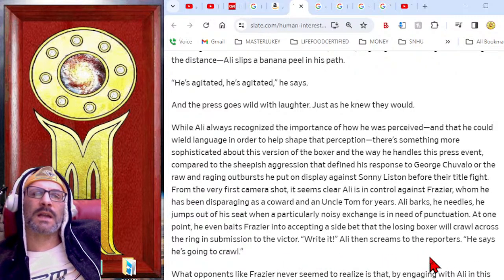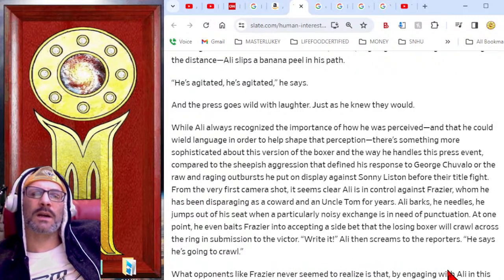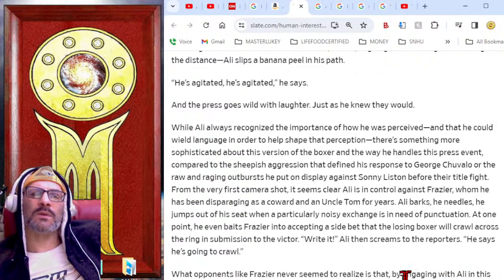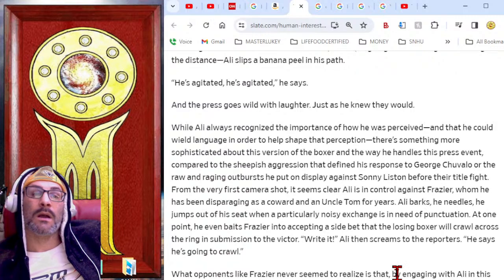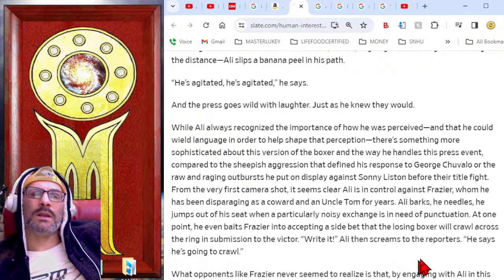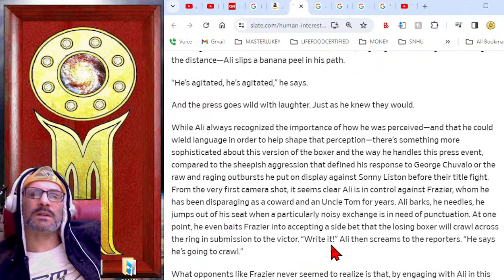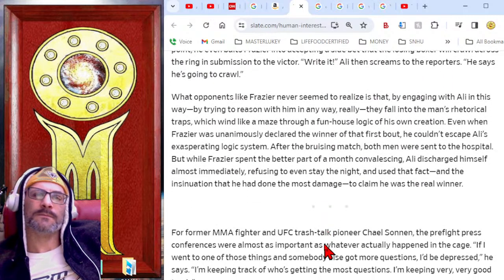From the very first camera shot, it seems clear that Ali is in control against Frazier, whom he has been disparaging as a coward and an Uncle Tom for years. All barking needles, he jumps out of his seat when a particularly noisy exchange is in need of punctuation. At one point, he even baits Frazier into accepting a side bet that the losing boxer will crawl across the ring in submission to the victor. "Write it," Ali then screams to the reporters. "He says he's going to crawl."